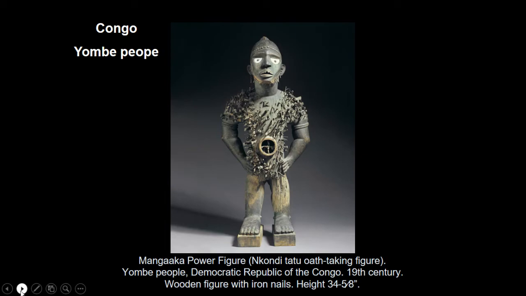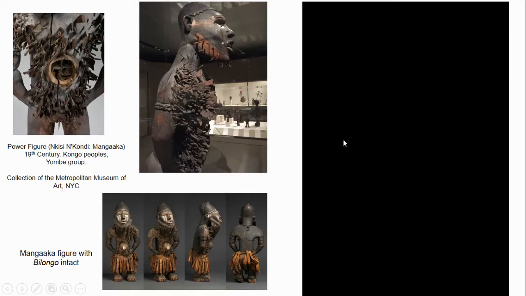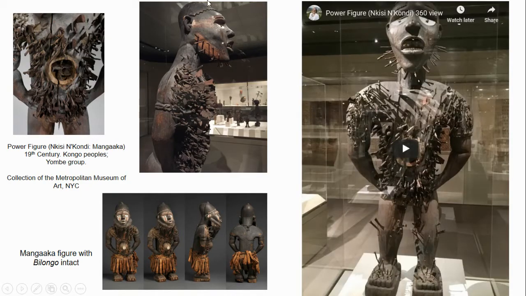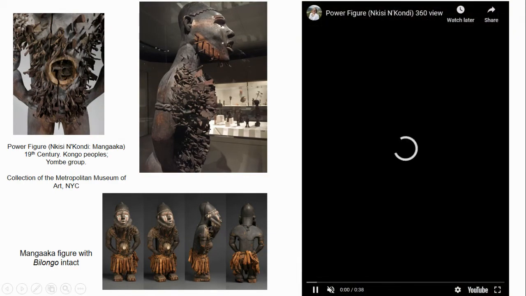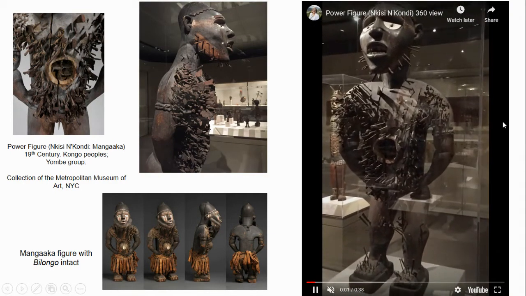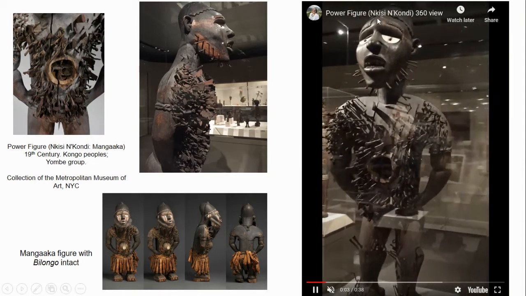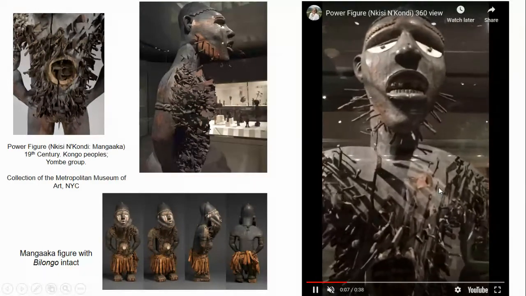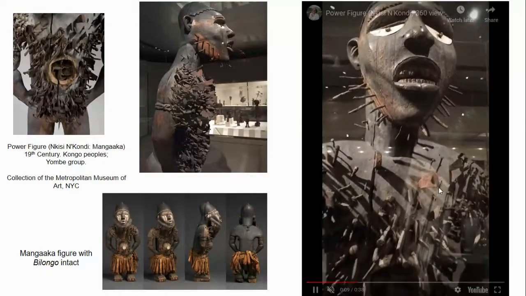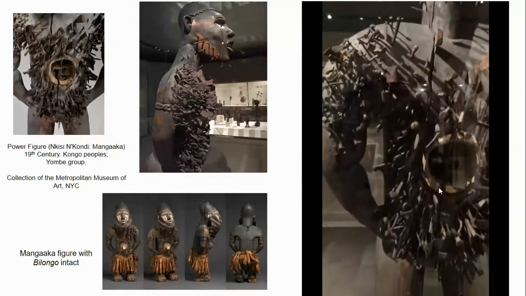Now, I couldn't find a lot of images of that specific mangaka figure. This is a mangaka figure that I found at the Metropolitan Museum of Art. So same culture, same time period, different statue. And this way you can see a bit more of the details in it. It's kind of interesting looking, isn't he?